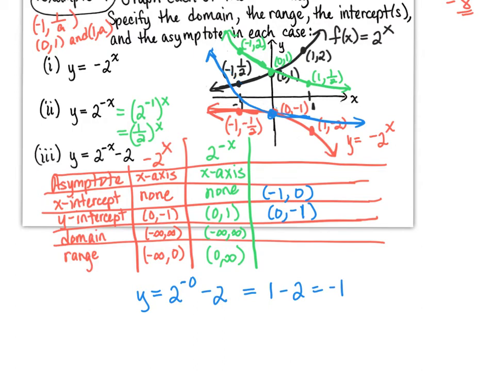Okay. There you go. And then, what's your asymptote? Y equals negative 2. Good. So this is 2 raised to the negative x minus 2. And then what's your domain? Negative infinity to infinity. Good.